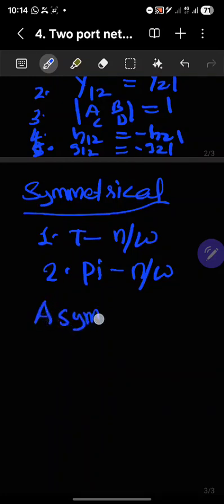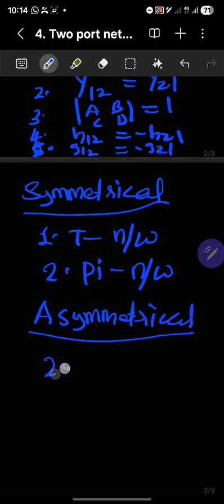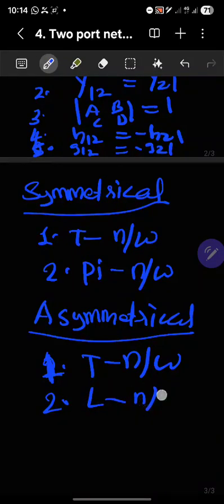For asymmetrical networks, we have the asymmetrical T network. We also have the asymmetrical pi network. If we change the pi network elements, it will become asymmetrical, but we will not discuss the asymmetrical pi network. Instead we will discuss the asymmetrical L network. So in our upcoming lectures we will be discussing these four.